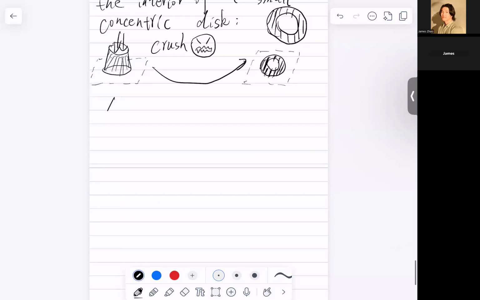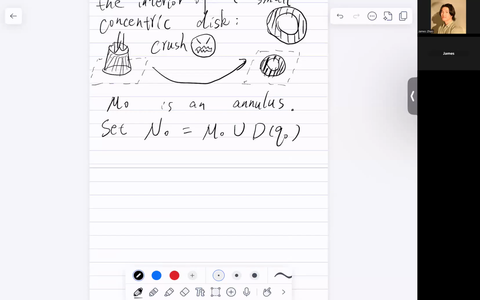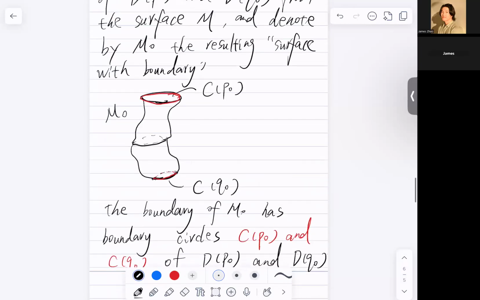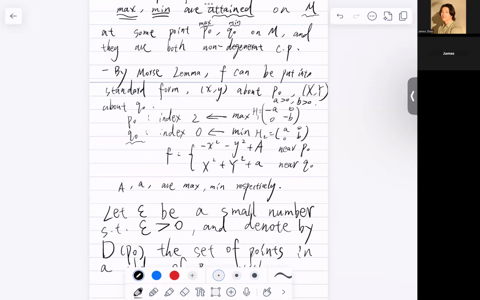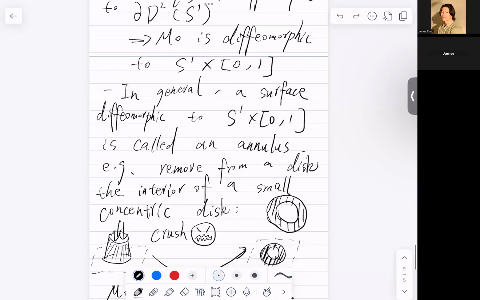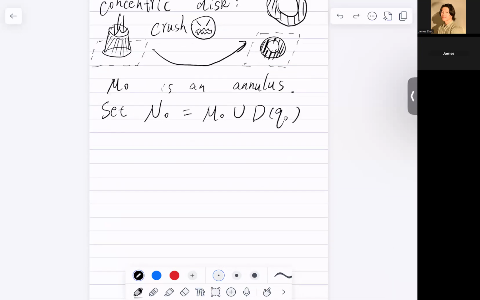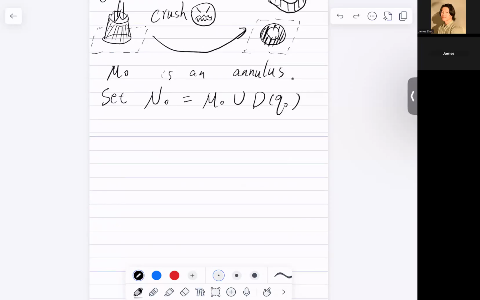So here we know that M naught is an annulus based on our lemma, right? Sorry about that. And now we can set our N naught equal to M naught union with one of our caps that we just took off. So recall our Q naught. What is our Q naught? Q naught is our minimum, right? Basically, we attach this back. We are trying to find the union of one of our disks with this manifold with boundary.